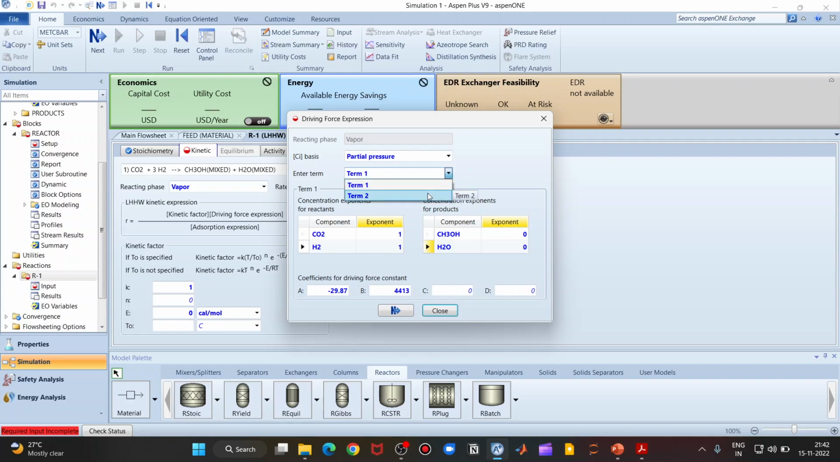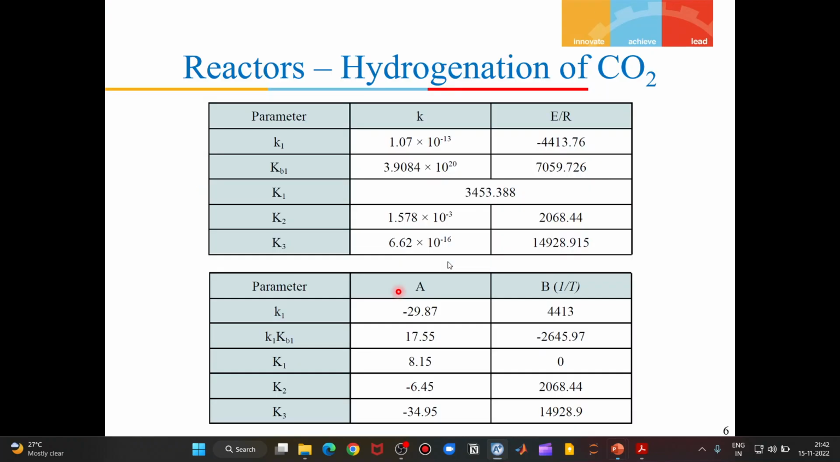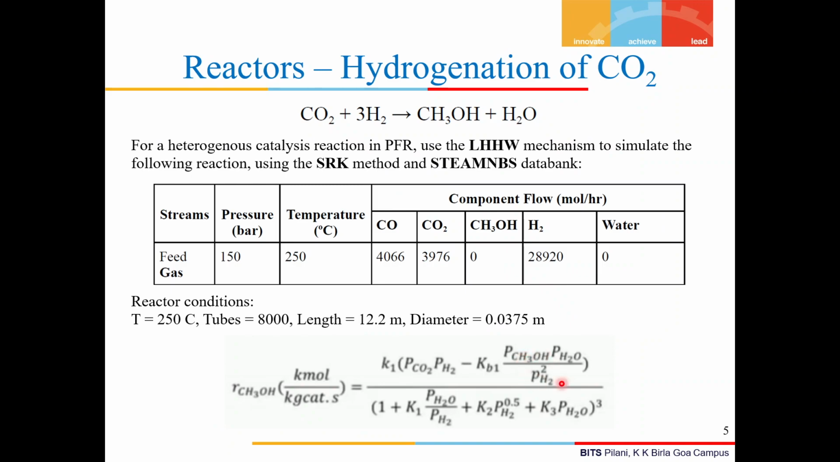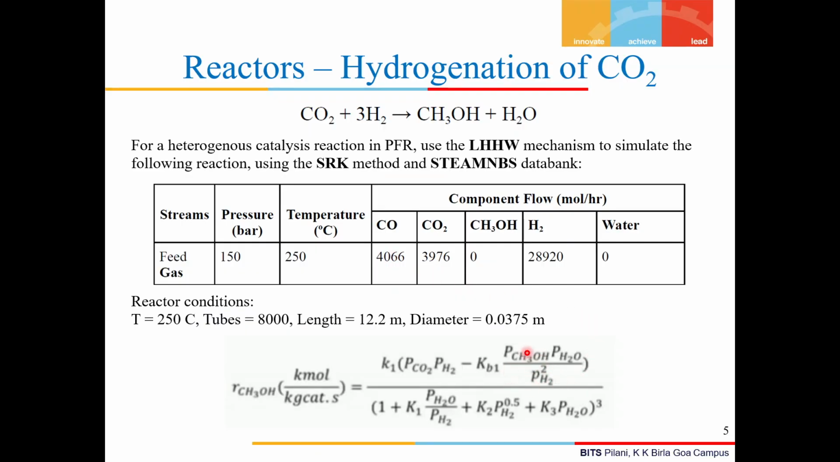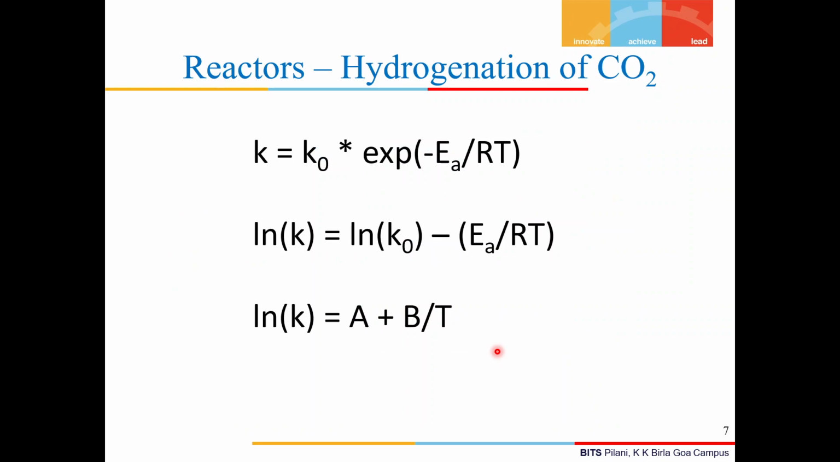Similarly, we have to do the same approach for term 2. So let's go to term 2, and now let's see term 2 as partial pressure with respect to methanol exponent 1, with respect to water exponent 1, with respect to hydrogen exponent is 2. So with respect to methanol it is 1, with respect to water it is 1, with respect to hydrogen it's minus 2 because it's in the denominator, and with respect to CO2 it is 0. I hope you understand. And now if you see the coefficient here, we have K1 multiplied with KB1.